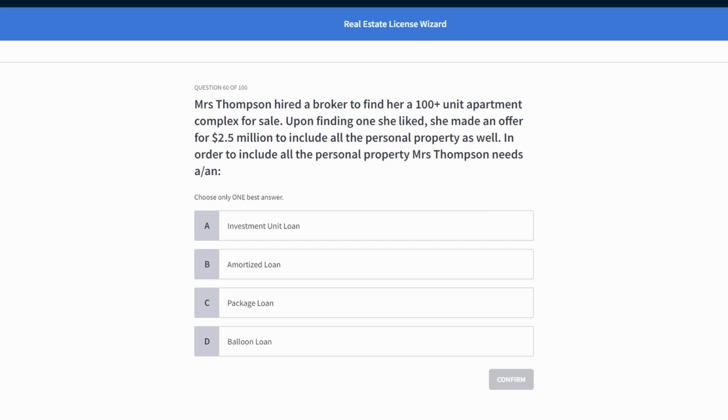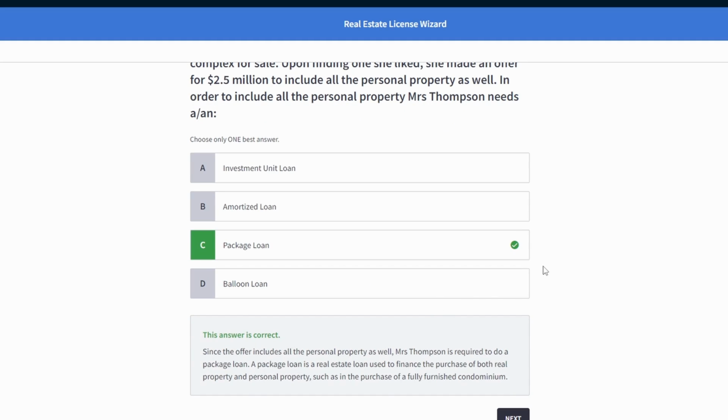Alrighty, so Mrs. Thompson, what does she need? She needs a C, package loan. Since the offer includes all the personal property as well, Mrs. Thompson is required to do a package loan. A package loan is a real estate loan used to finance the purchase of both real and personal property, such as in the purchase of a fully furnished condominium. So if they want all the furniture, they would want a package loan.